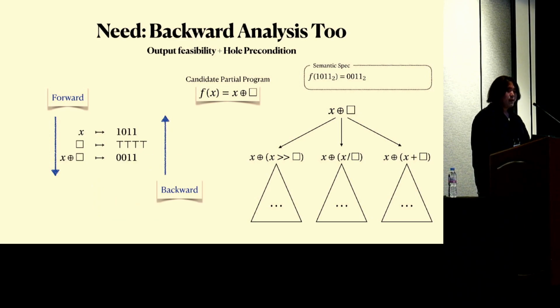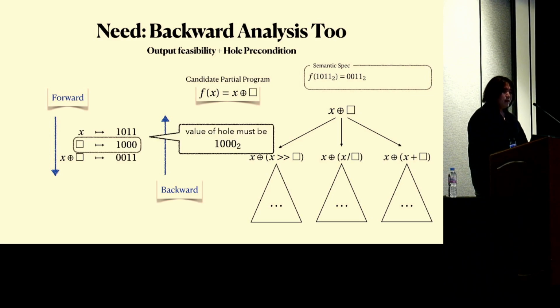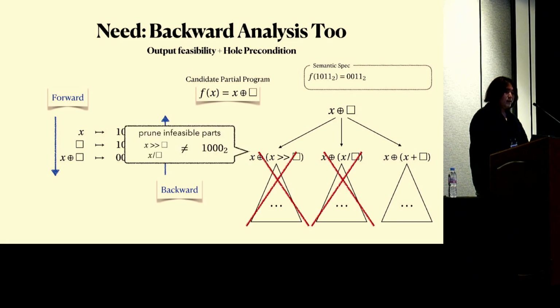Backward analysis, on the other hand, can be used to derive necessary preconditions for the missing parts of a partial program, since it simulates reverse program executions. Given the desired output 0011, the backward analysis can derive that the hole of the partial program should be 1000. This necessary precondition over the hole can be used to check the feasibility of other partial programs derived by gradually filling the hole. For example, partial programs such as x XOR x right-shift hole or x XOR x divided by hole can be pruned since they can never satisfy the necessary precondition. We would not be able to prune them if we relied solely on forward analysis.